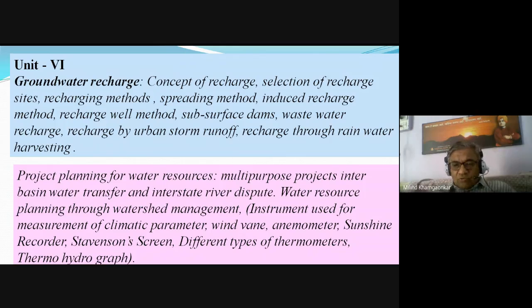But later on, as the demand of drinking water from Nagpur city arrived, some of the irrigation water is being diverted for Nagpur drinking purpose. So such projects are called multi-purpose projects, and therefore multi-purpose projects are included. Inter-basin water transfer, that is the river linking, and the interstate river dispute.